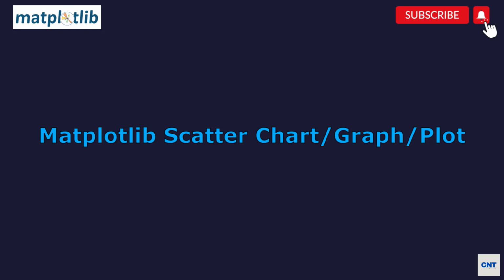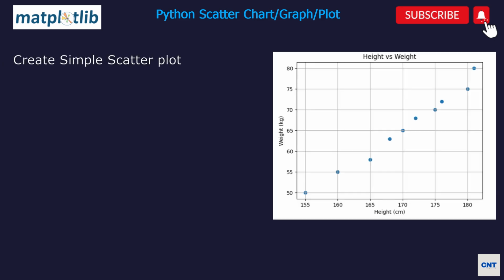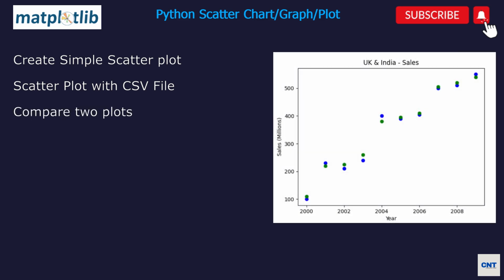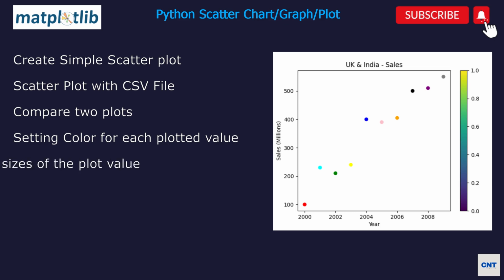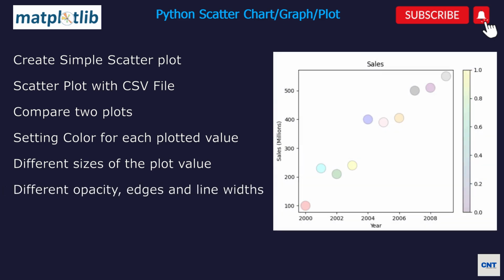Hi everyone. As you know, Matplotlib is a widely used library for data visualization in Python. Today we have a new tutorial on scatter plot wherein we will explore a simple scatter plot with a CSV file, comparing two plots with a CSV file, setting color for each plotted value, different sizes of the plot value, different opacity, edges and line widths of the border.